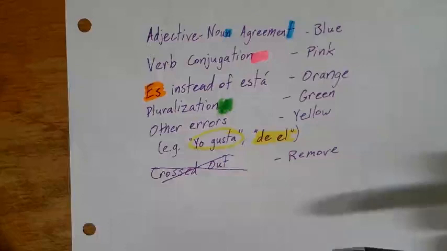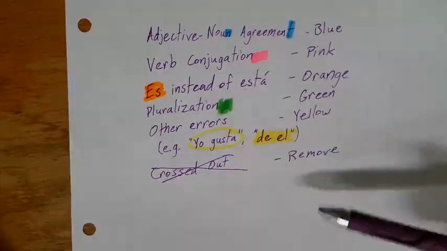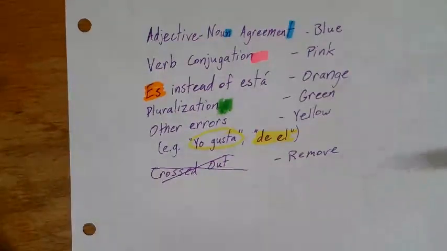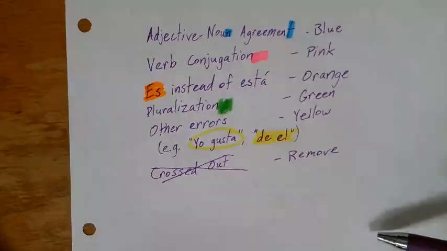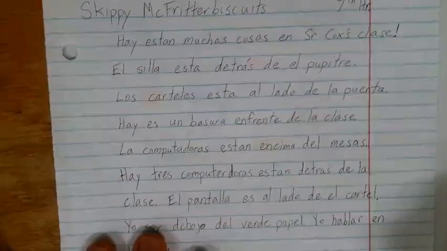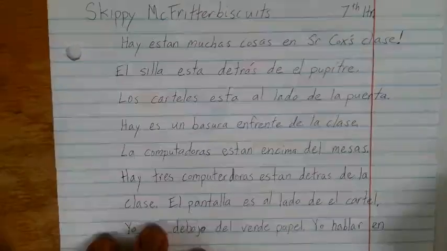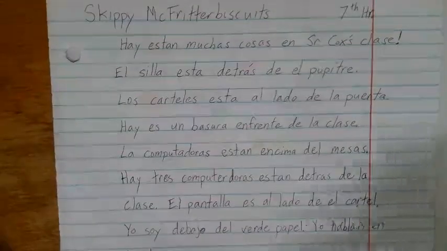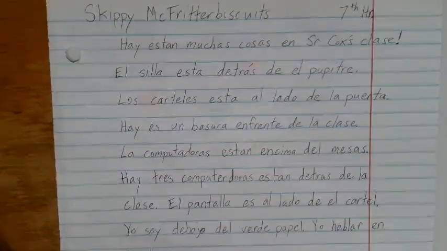Let's look at a sample of how I might have marked this paper using one of your classmates, good old Skippy McFritter biscuits in 7th hour. All right, here's Skippy's paper. And you see Skippy did a good job writing lots of sentences, but let's go through and mark because he does have some room for improvement.